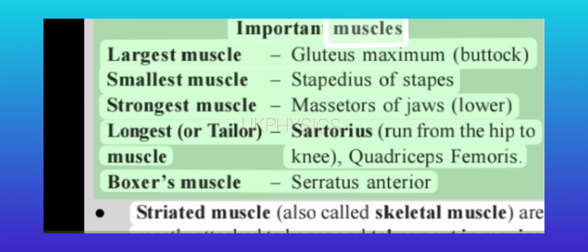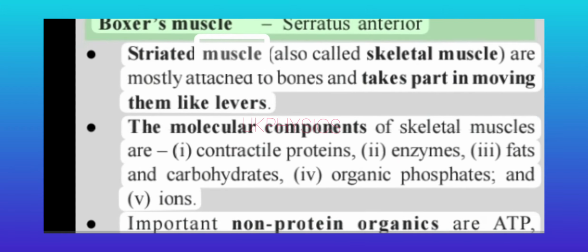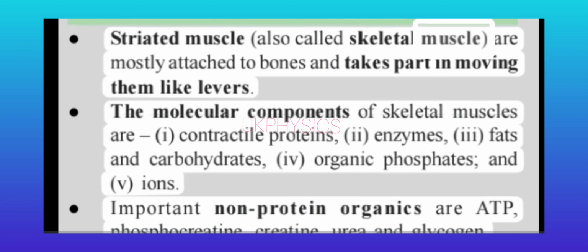Important muscles. Largest muscle: gluteus maximus, of the buttock. Smallest muscle: stapedius of the stapes. Strongest muscle: masseters of the jaws. Longest muscle: sartorius, running from the hip to the knee. Quadriceps femoris. Boxer's muscle: serratus anterior.